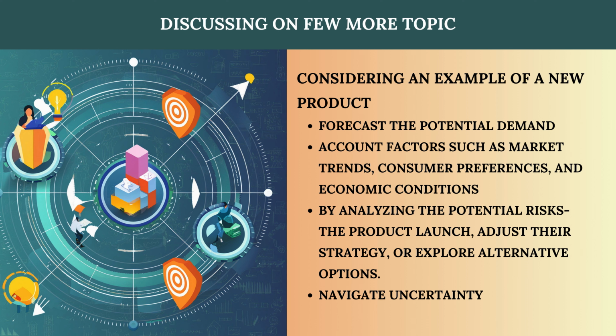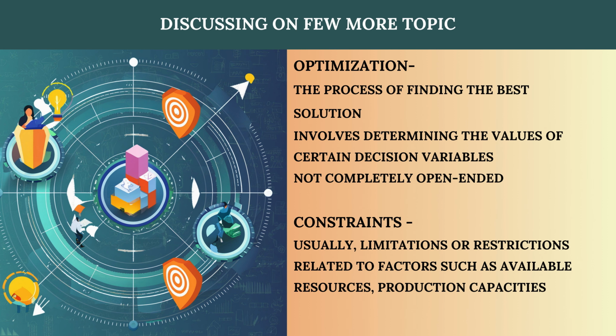Prescriptive decision models are tools that help decision-makers identify the best possible solution or course of action. These models are focused on finding the optimal solution among various alternatives, taking into account certain objectives and constraints. The process of finding the best solution is called optimization. Optimization involves determining the values of certain decision variables that either minimize or maximize a specific quantity of interest, such as cost or profit.